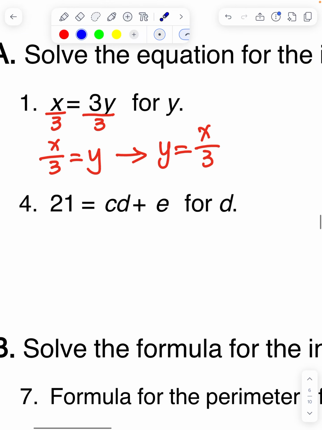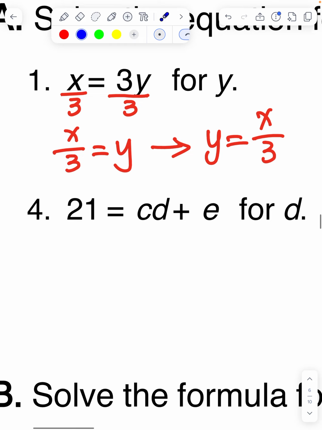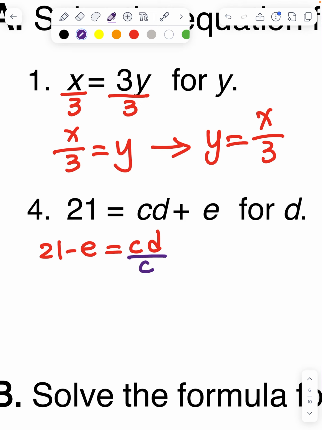So number 4, we're going to solve for D. Where's D? Oh, CD. That means C times D. We need to get rid of E first by subtracting E on both sides, or I can move positive E to the other side. So 21, positive E becomes negative E, CD. Now, get rid of the C. We're going to divide both sides by C.